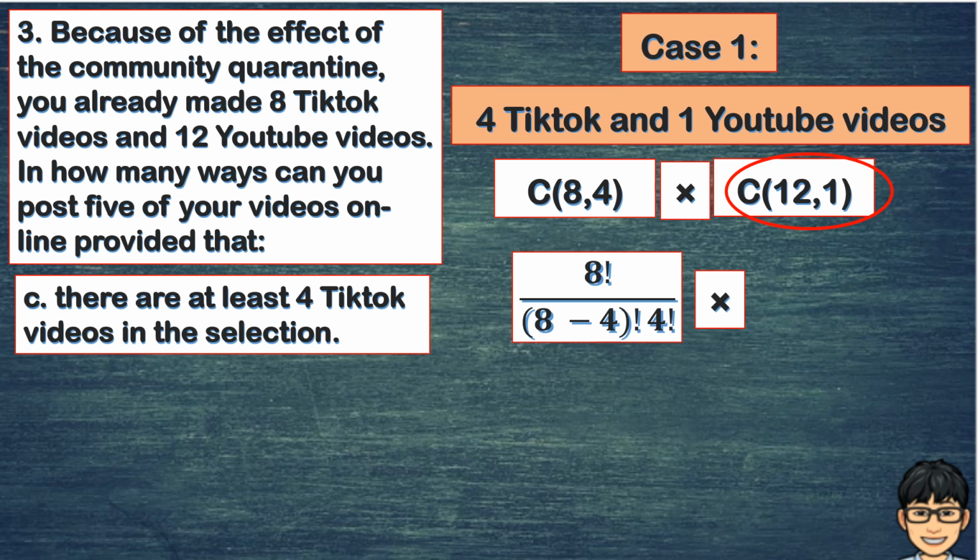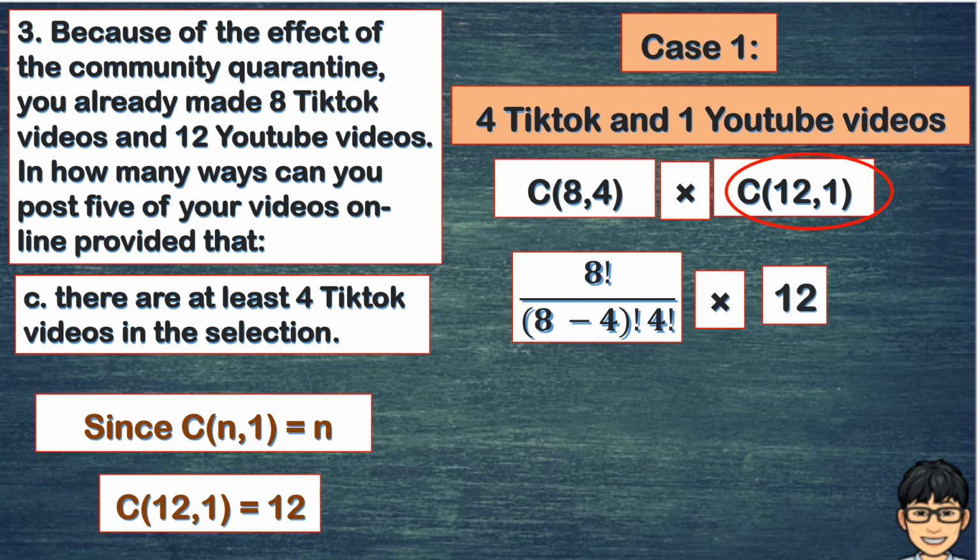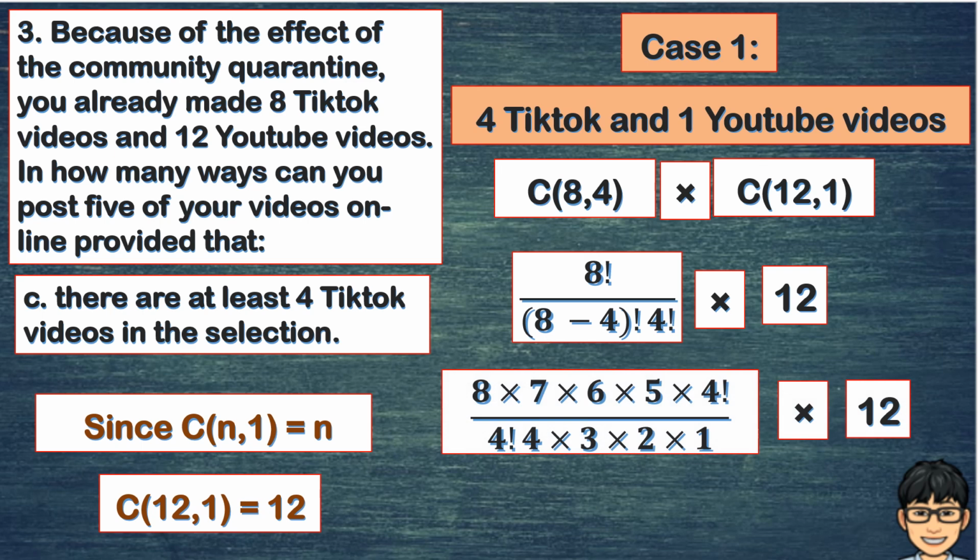Looking at this 12 select 1, meron tayong property ng combination na sinasabi pag magse-select tayo ng isa sa n numbers of elements, ang sagot ay yung value ng n pa rin. Kaya, 12 select 1 is equal to 12. To continue, we have 8 times 7 times 6 times 5 times 4 factorial all over 4 factorial times 4 times 3 times 2 times 1.